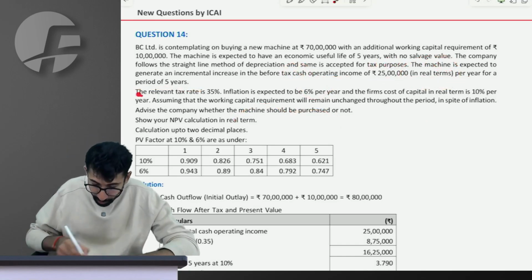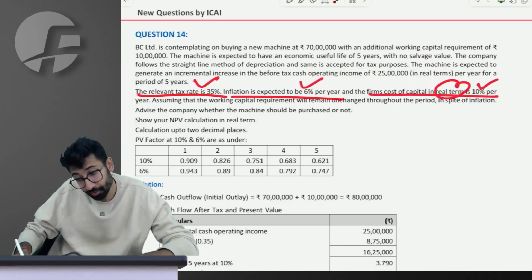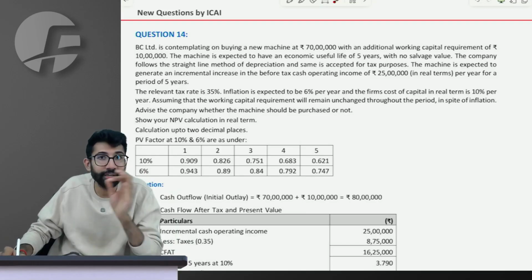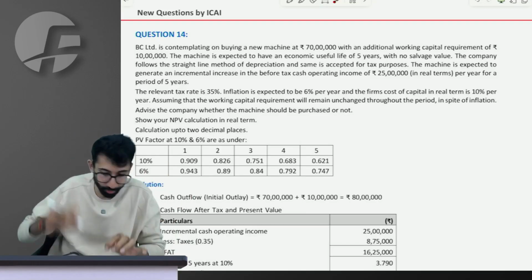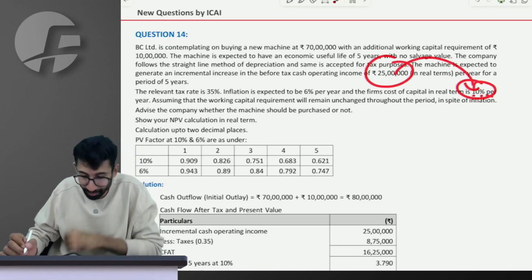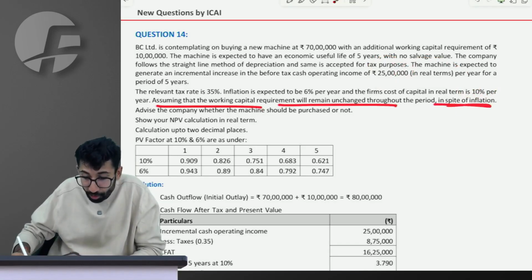Fine. Assuming tax rate 35%, inflation 6%, cost of capital in real terms 10%. Please remember, to discount real cash flow, you need the real discounting rate. To discount nominal cash flow, you need the nominal discounting rate. If the cash flow is real and the rate is also real, we are fine with it. Assuming that working capital will remain unchanged in spite of inflation.